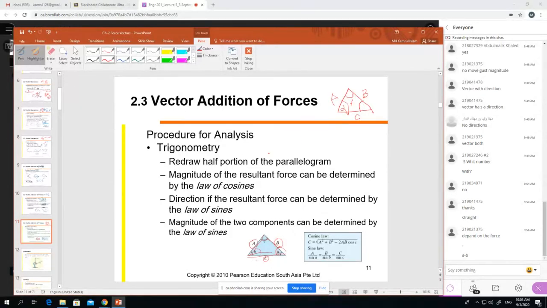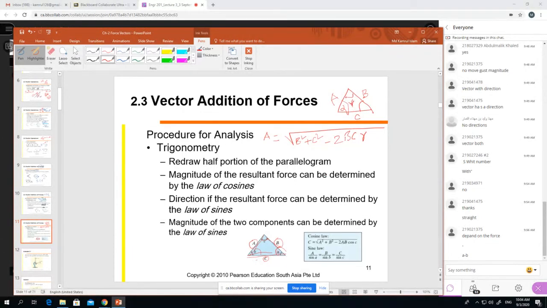Then for any force, suppose we take the force A, and we want to find the side length of side A. What is the formula? The formula will be b squared plus c squared minus 2bc times cosine of gamma. Here, this is the gamma, okay? Gamma. How to find it?